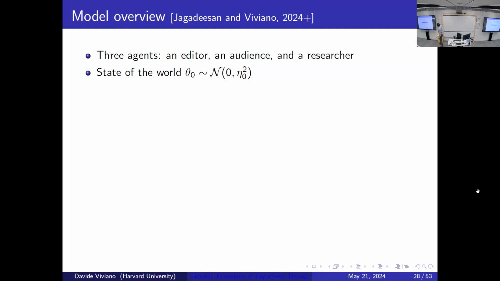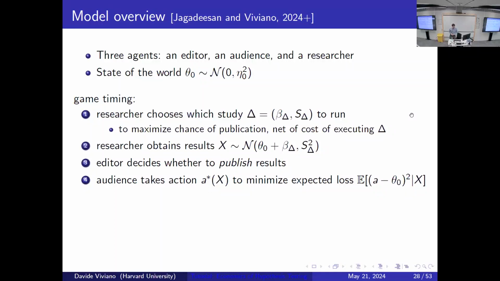Okay, so this is a project which is still in progress, with Davide at Stanford. Suppose that we have 3 agents: an editor, an audience, and a researcher. And we have a state of the world where, again, our parameter theta is drawn from some Gaussian with mean zero and variance eta squared. Now we have a timing of the game where the researcher can choose the study. For example, they may introduce a bias, and may also choose the variance of the estimate.